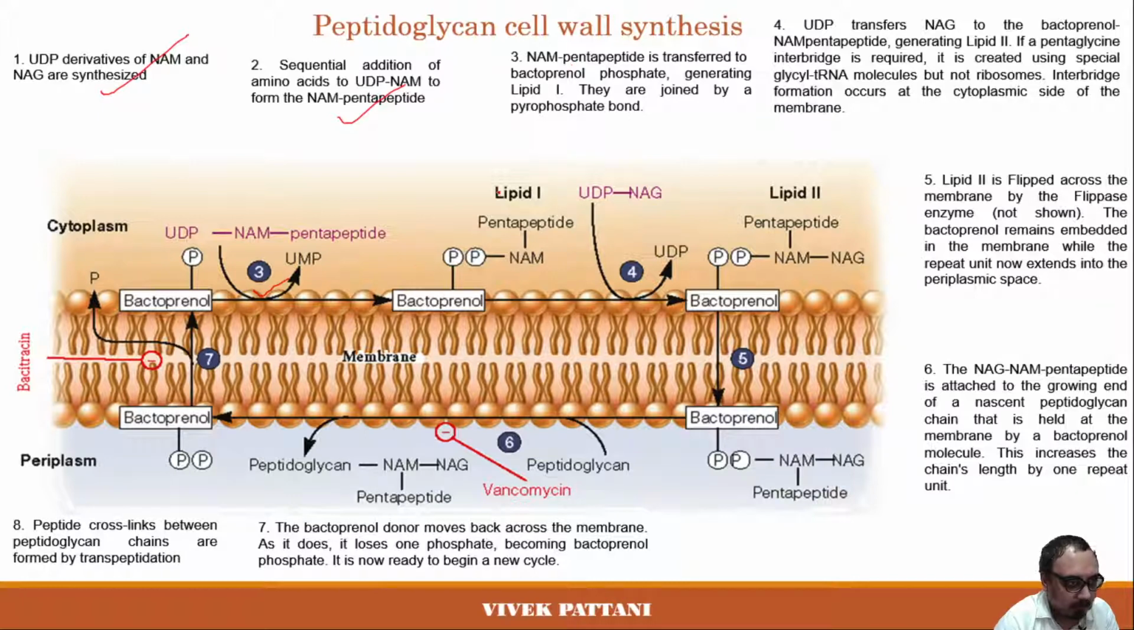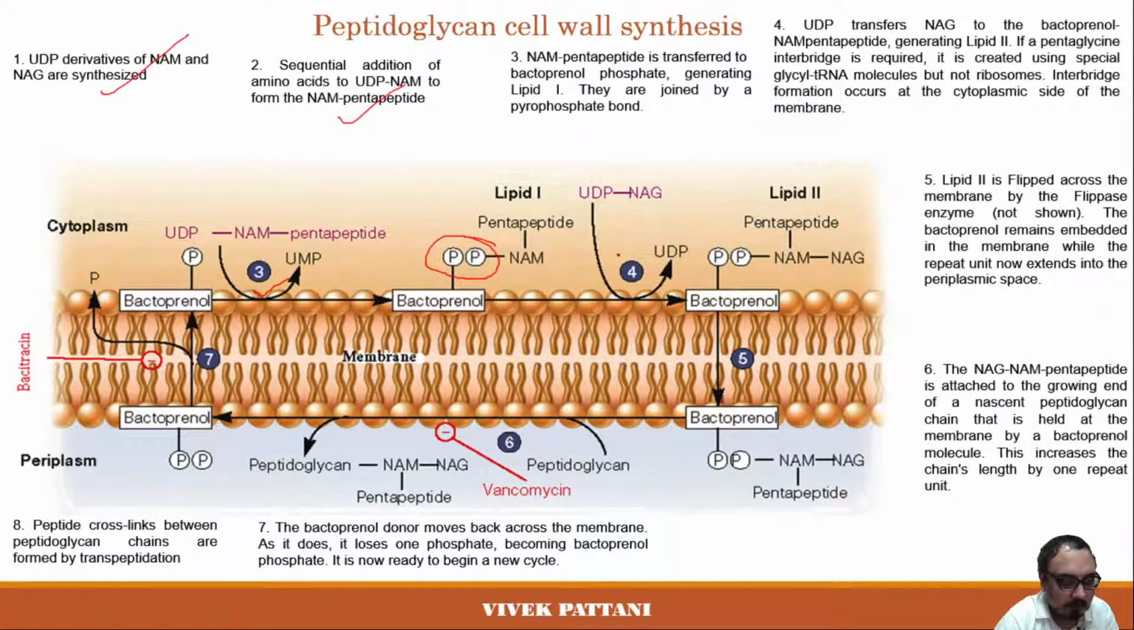NAM pentapeptide is transferred to the bactoprenol phosphate, generating lipid 1, and they are joined by the pyrophosphate bond. You can clearly see the pyrophosphate bond. Bactoprenol and NAM pentapeptide are joined by the pyrophosphate bond.